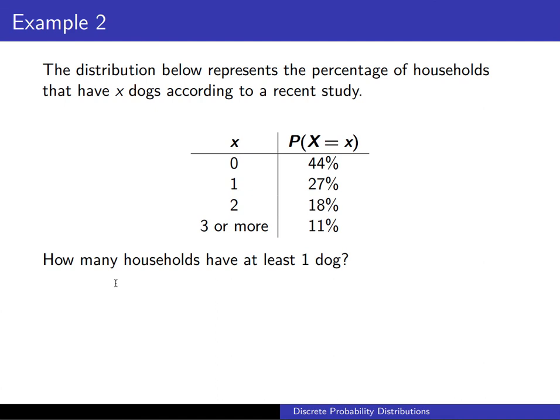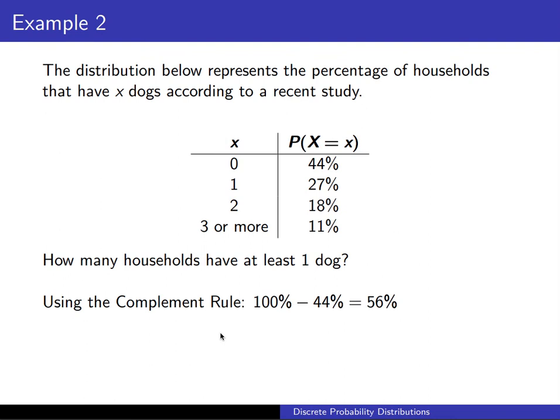So how many households have at least 1 dog? There's a couple ways we could go about doing this. One way is, at least 1 means 1 or more. Since they are mutually exclusive here, we could take 27% plus 18%, that's 45%, plus 11% is 56%. We could add up those 3. However, we can also use the complement rule, where the complement of at least 1 is none. So all of the households, 100% minus the 44% that don't have any dogs, gives us again 56% of the households that have at least 1 dog living there.